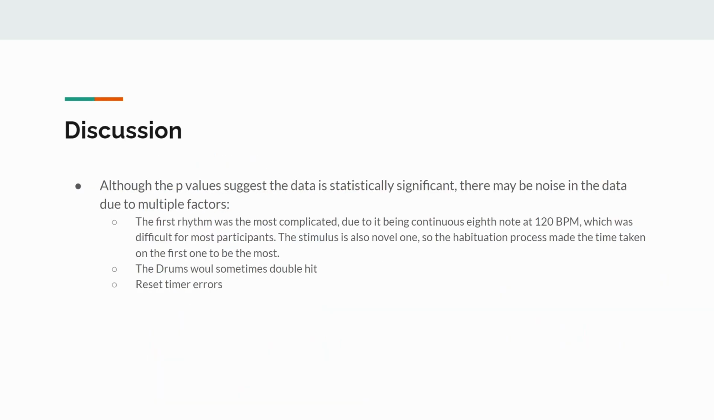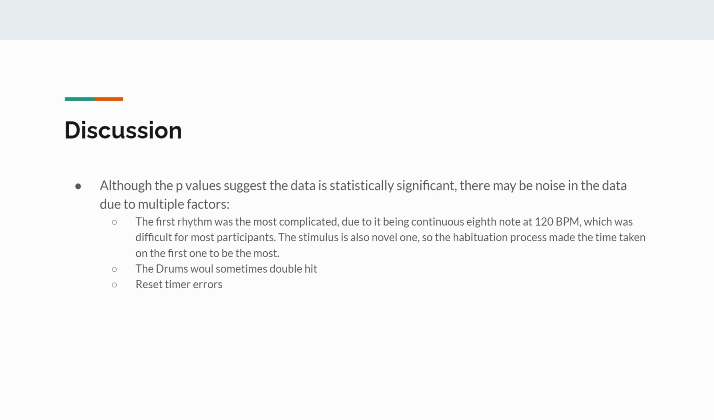So for the discussion, although the p-value suggests the data is statistically significant, there was some noise in the data due to multiple factors that should be documented and brought to attention. The first rhythm was the most complicated due to it being continuous eighth notes at 120 beats per minute, which was difficult for most participants to perform.